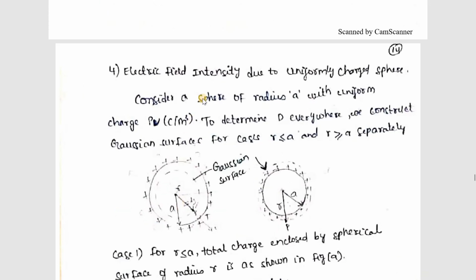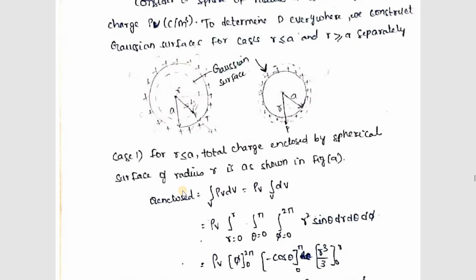Okay, fourth application is electric field intensity due to a uniformly charged sphere. So here consider a sphere of radius A with uniform charge rho v, because the charge is distributed over the entire sphere, so it is rho v. So to determine D everywhere, we construct a Gaussian surface. One is outside and one is inside. So if it is inside, it is R less than A, and when it is outside, it is R greater than or equal to A, separately.